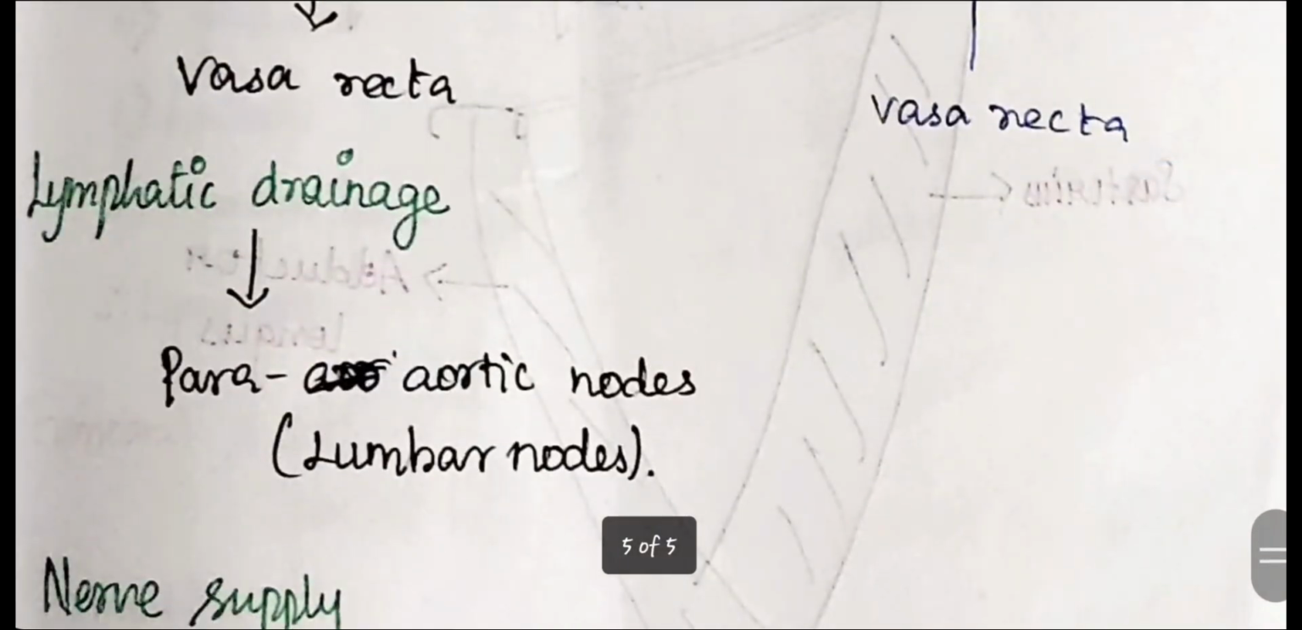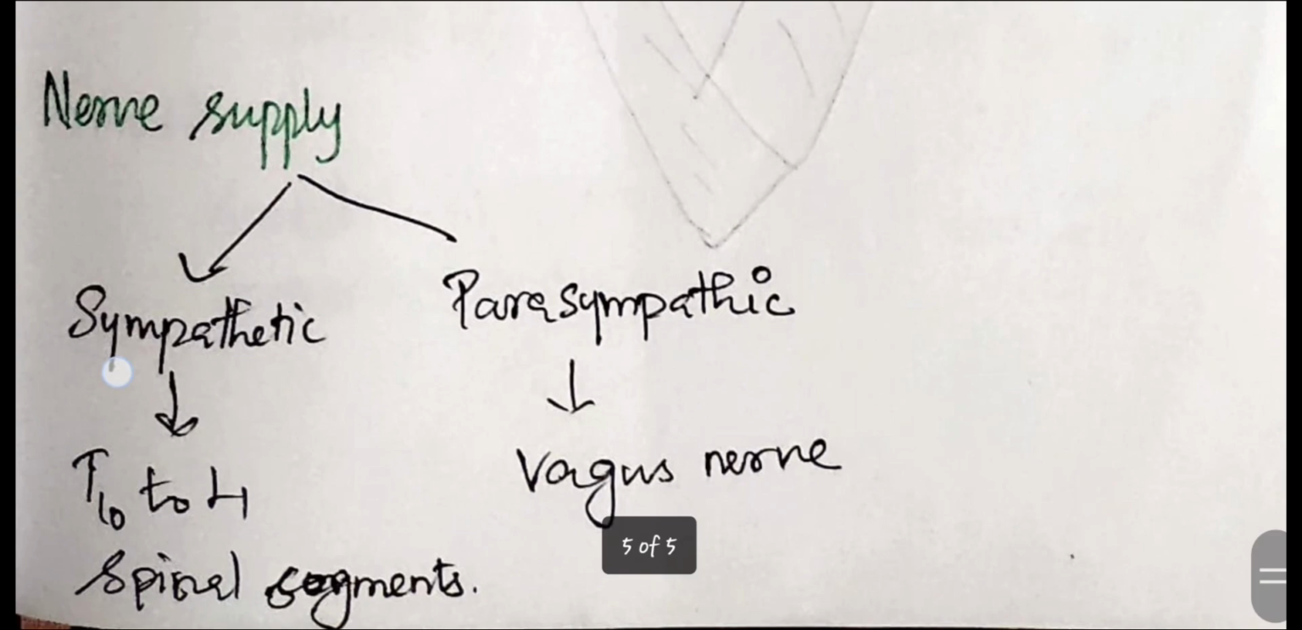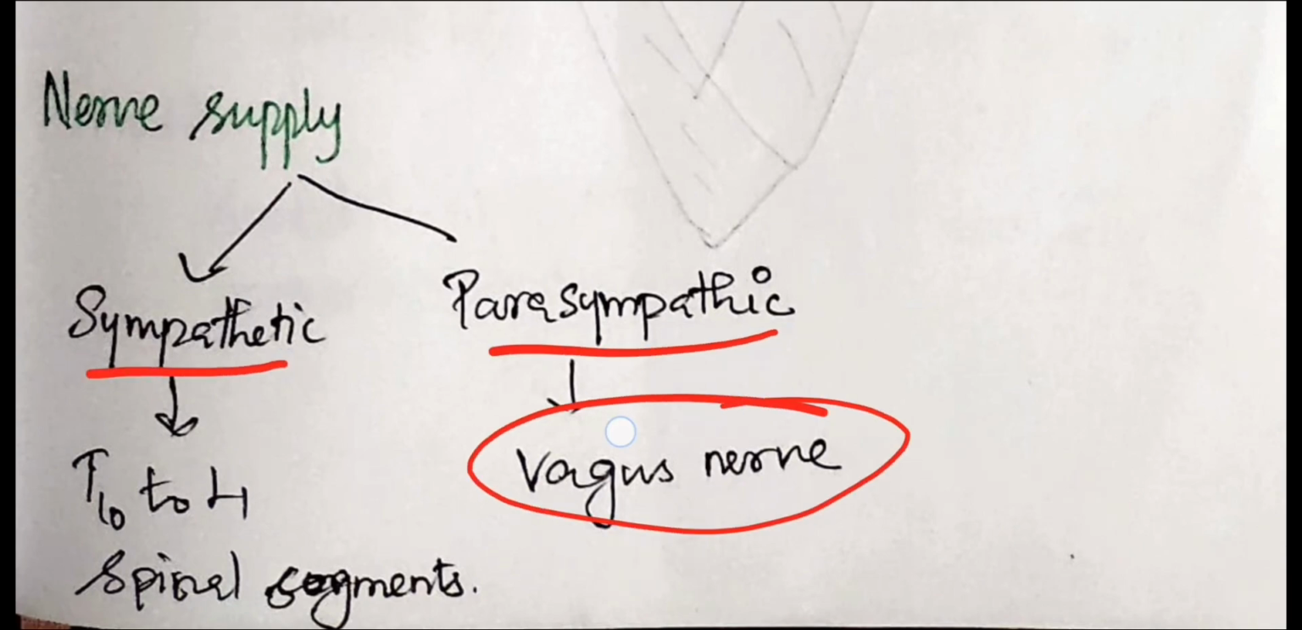Okay. Coming to the lymphatic drainage, we have para-aortic nodes, which are referred to as the lumbar nodes. So the lymphatics around the kidney mainly drain into the lumbar nodes. Coming to the nerve supply, we have both sympathetic and parasympathetic. As we know, parasympathetic is by the vagus nerve, whereas sympathetic is by the T10 to L1 spinal segment nerves, which arise from the T10 to L1 segment.